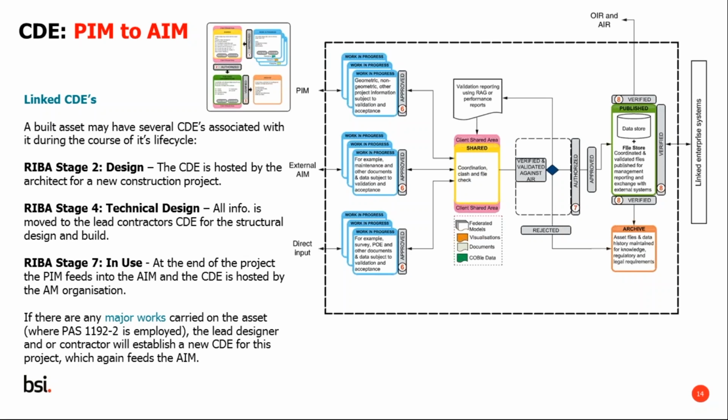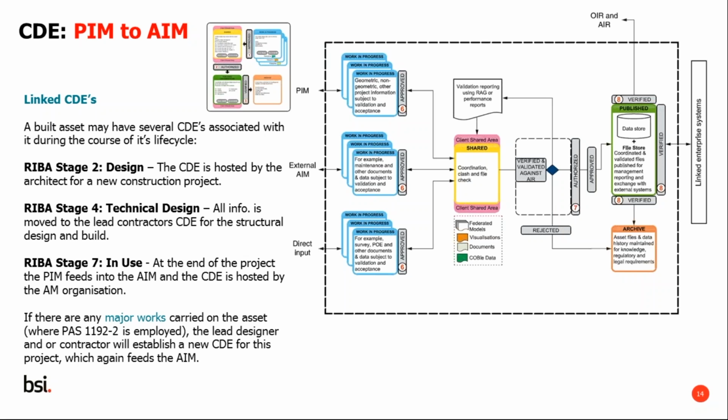So the CDE is hosted by the architect for a new construction project. But what I'm trying to say on this page is that the CDE can be collectively a group of software, and the CDE can also change throughout the life cycle of the asset. So in RIBA Stage 2, for example, in the design, the CDE is hosted by the architect for a new construction project. So in this particular project, the architect will host the CDE. When that progresses to Stage 4, technical design, in this example, all the information is moved to the lead contractor's CDE, the structural design and build.